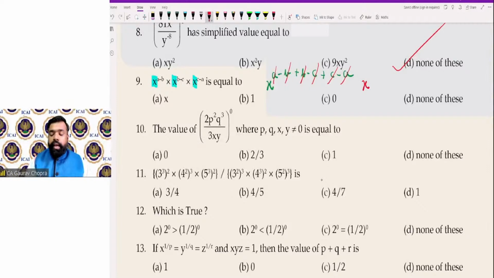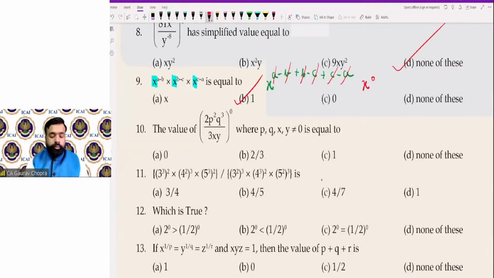What is left? x to the power of 0. Now anything to the power of 0 is equal to 1. Such types of questions are known as cyclical order questions, where some powers are positive, some powers are negative, and all will get cancelled. So the result is always equal to 1. Most of you have given the answer, option number B.